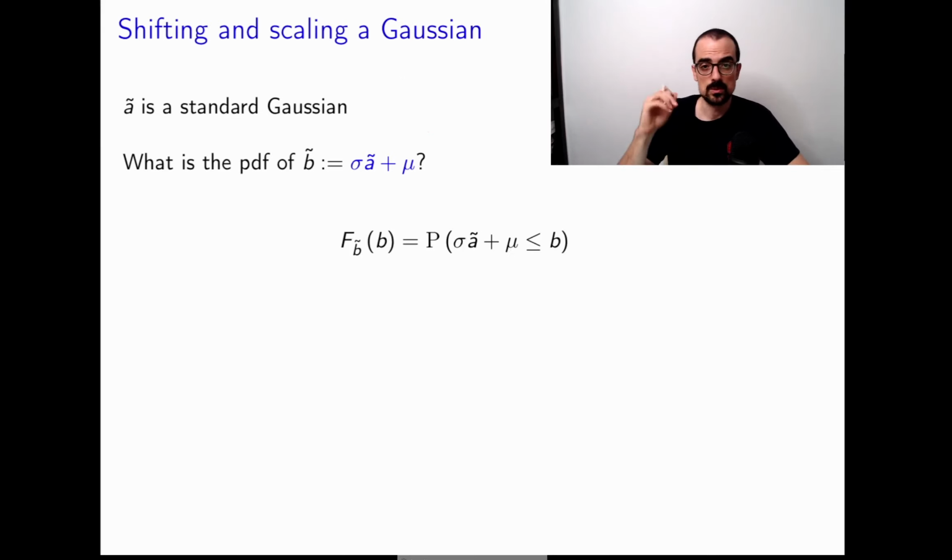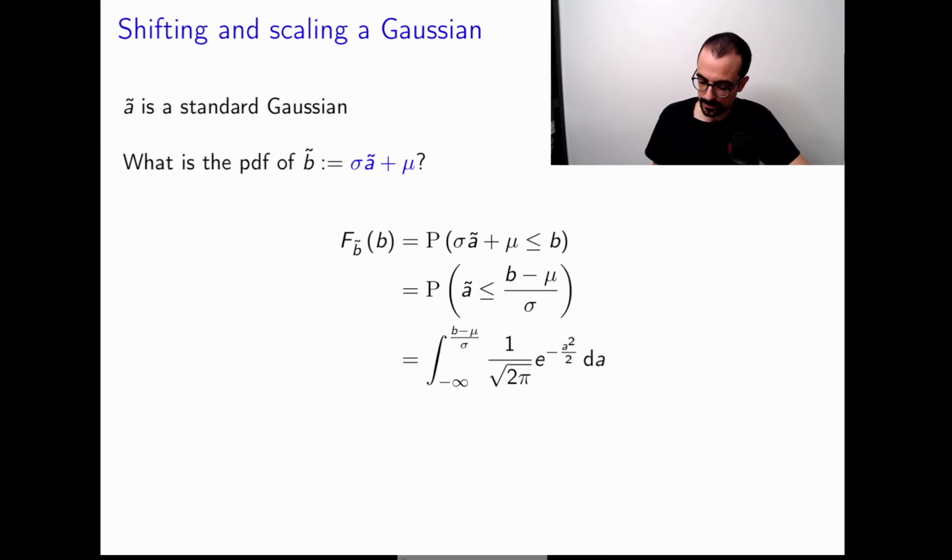We do what we always do. We say, okay, I want to derive the PDF, but it's the CDF that actually has a meaning in terms of probabilities. It's the probability that b is smaller than this specific value, and b is defined as sigma a plus mu. Now I know the distribution of a, which is the standard Gaussian, so I can just compute that by integrating, right? Well, first I move mu to the other side, sigma to the other side to obtain this. And now I just need to integrate from minus infinity to this.